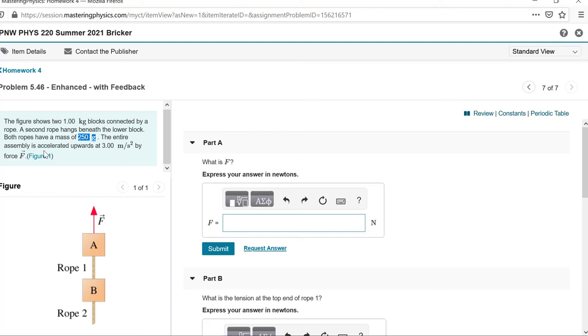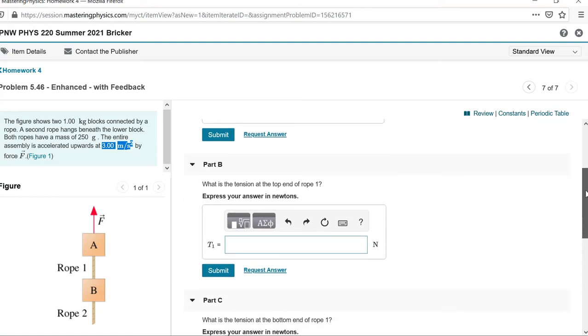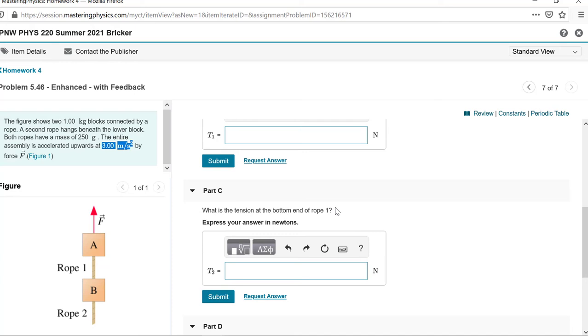And then the entire assembly is accelerated upward at 3 meters per second squared. Okay, so what is this force that's accelerating the whole system up? What is the tension at the top of rope 1? What's the tension at the bottom of rope 1? So you'll see in this problem, this is the first time we've had ropes that actually have mass. When a rope has mass, the tension at the top and the tension at the bottom of the rope are not the same thing. The tension at the top has to be greater than the tension at the bottom because the rope has mass. M times A has to actually give you something. There has to be a net force.